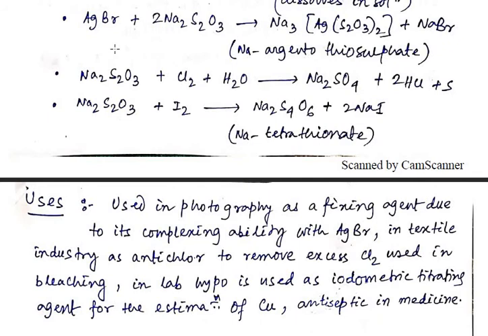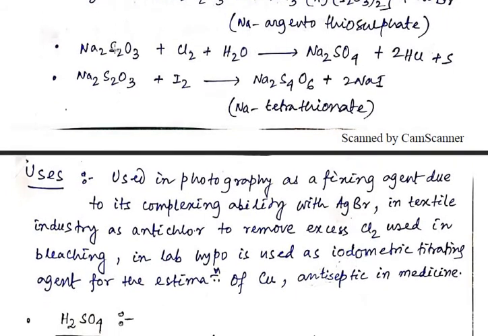And the other reactions are also there, like when Na2S2O3 reacts with chlorine and water, it forms sodium sulfate along with HCl and sulfur. Moreover, when the sodium thiosulfate reacts with the iodine, it will form Na2S4O6, that is the sodium tetrathionate, plus 2 molecules of sodium iodide. So these are the reactions in case of the sodium thiosulfate or the hypo. Next we are going to the uses.